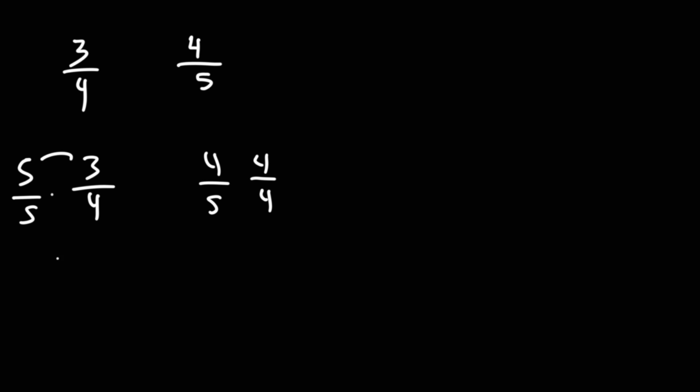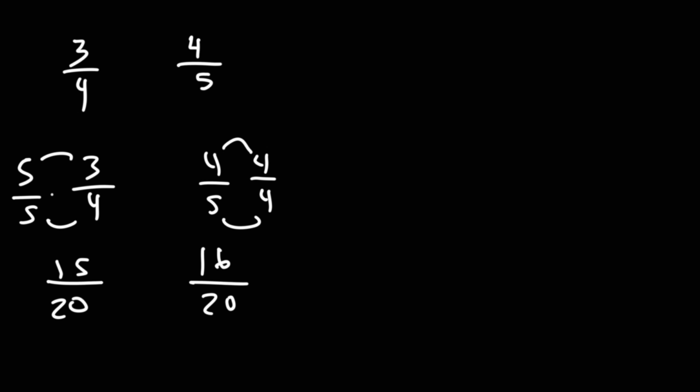So multiplying across, I have 15, and 5 times 4 is 20, 4 times 4 is 16, 5 times 4 is 20. So now that the denominator is the same, we can easily determine which fraction is greater. 16 is greater than 15. So 16 over 20 is greater than 15 over 20, which means that 4 over 5 is greater than 3 over 4. Now you can confirm this with your calculator.